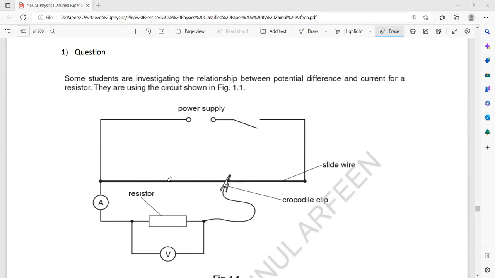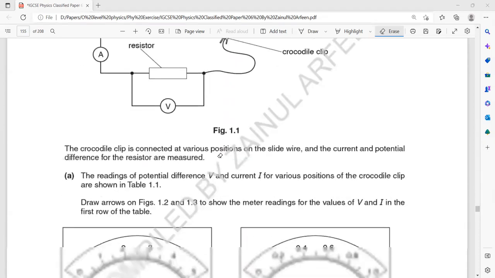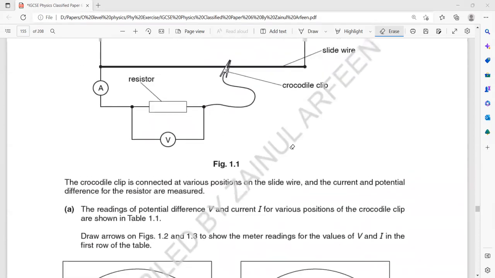If we clamp the crocodile clip here, this is the effective length which we use for the experiment. According to this figure, the crocodile clip is positioned here, so this is the length of the wire we are using. But what if we change the position of the crocodile clip? Then the length of the wire which we use for the experiment will change. The crocodile clip is connected to various positions on the sliding wire.